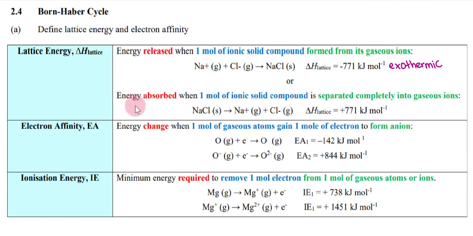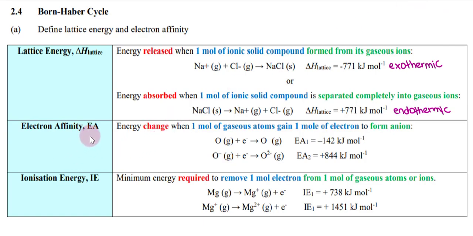While the second definition is about energy absorbed when 1 mole of ionic solid compound is separated completely into gaseous ions. So here we have 1 mole of the sodium chloride ionic solid breaking into the Na+ gaseous ion and Cl- gaseous ion. If you notice here, this process has a positive sign for the lattice energy, so it means that the process is an endothermic process. So formation of the bond is an exothermic process, and the breaking of the bond is an endothermic process.